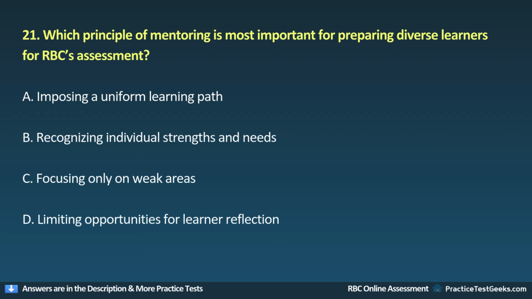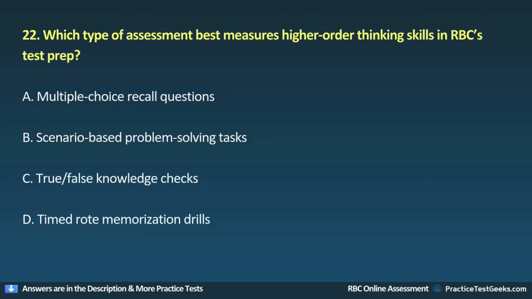21. Which principle of mentoring is most important for preparing diverse learners for RBC's assessment? A. Imposing a uniform learning path. B. Recognizing individual strengths and needs. C. Focusing only on weak areas. D. Limiting opportunities for learner reflection.